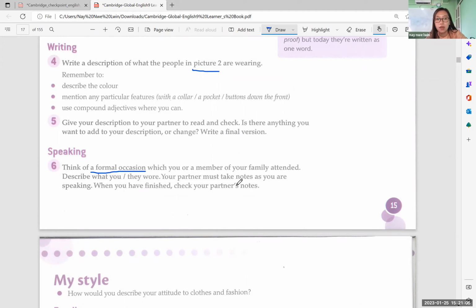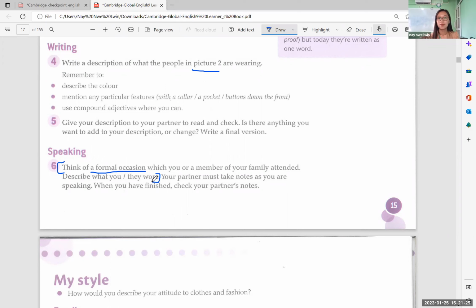So we don't do this one, okay? So you have to think of a special occasion that you or a member of your family went to, and you have to describe what you were wearing at that time or what they were wearing at that time. Can you do that?